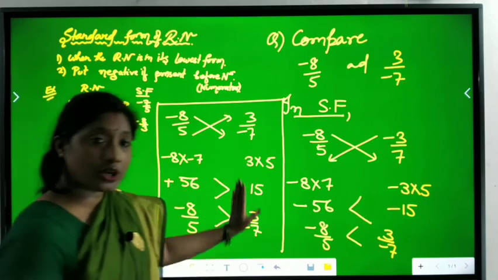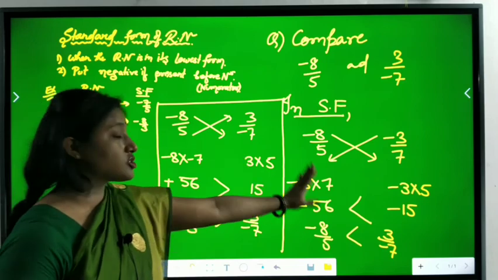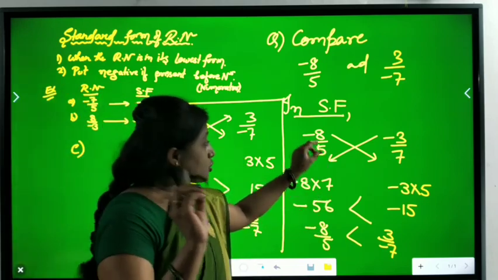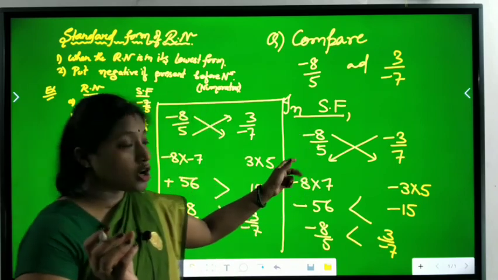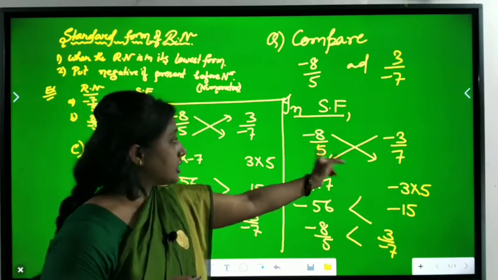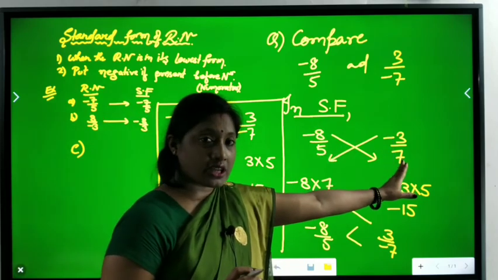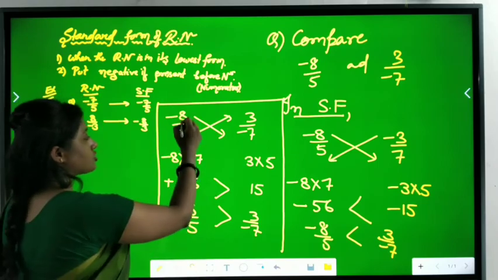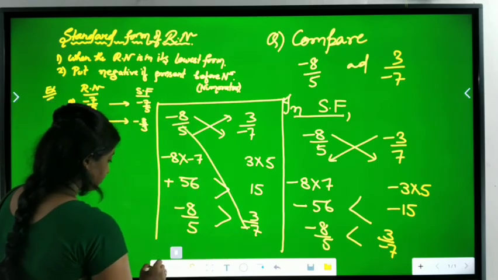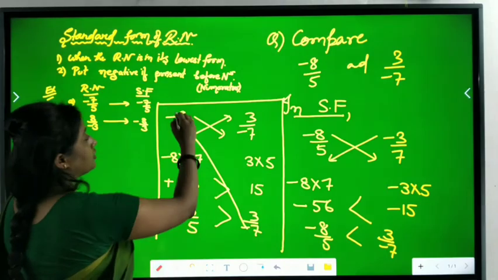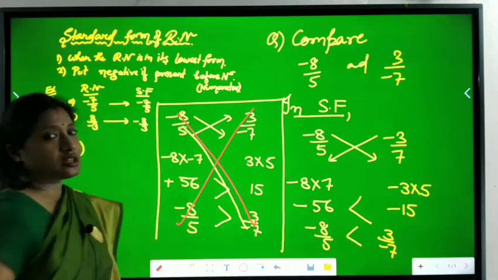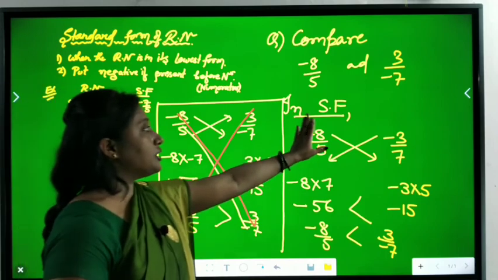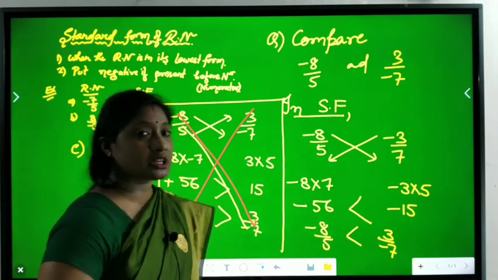If you want to check whether this process is correct or that process is correct, just change them into decimals. If you change them into decimal form and then compare, you will find out which number is greater. Just wait a minute, I will do it for you also. So this process is wrong. You cannot do this. Whenever you have to compare two rational numbers, you have to change them into standard form. Then only will you get a correct answer.